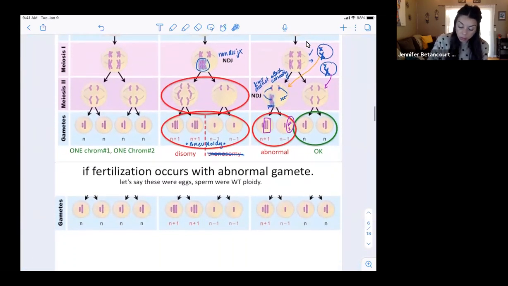Okay. So the phenomenon of non-disjunction is the incorrect pulling apart. This is going to either happen in anaphase 1 or anaphase 2, but it is the result of the kinetochores not properly attaching, which is why the metaphase to anaphase checkpoint is critical. This is what is checked between metaphase 1 and anaphase 1. Are the kinetochore microtubules attached properly? So those are our checks and balances.